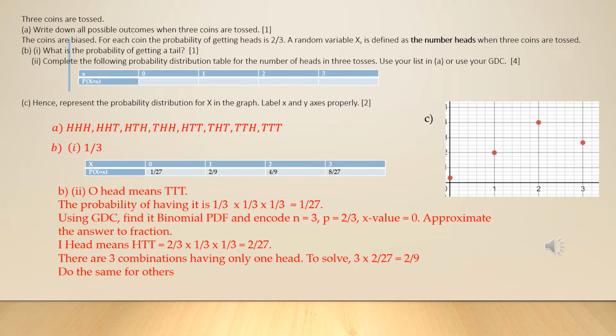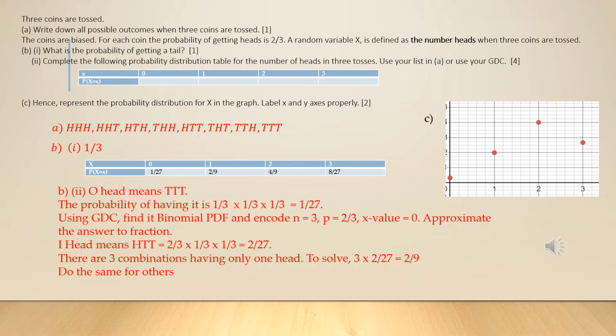For the next question, the coins are biased. For each coin, the probability of getting head is 2 out of 3. A random variable x is defined as the number of heads when 3 coins are tossed. We are asked to find the probability of getting a tail. That will be 1 minus 2/3, or the complement of 2/3. The answer is 1/3.